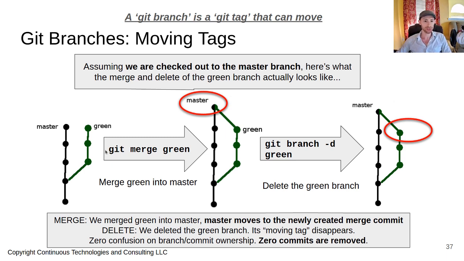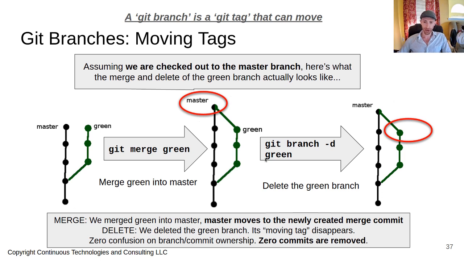So we're checked out to the master branch. If we run this command, git merge green, we're telling Git to merge green into master. What happens when we do that? Master, which used to be here, the branch, meaning the pointer to this commit, moves to the newly created merge commit. Notice the green branch isn't affected at all. Green is still pointing to the commit it was before the merge. Why? Because we merged green into master. We didn't merge master into green.